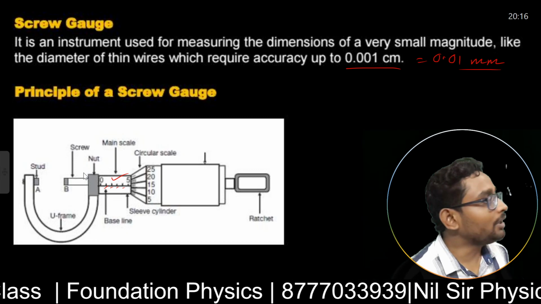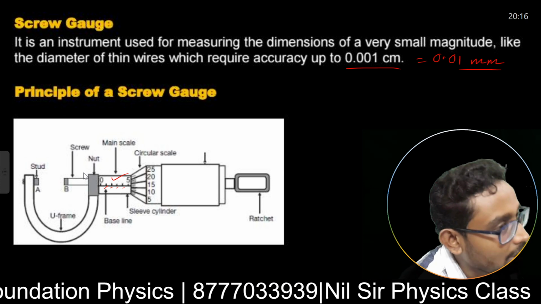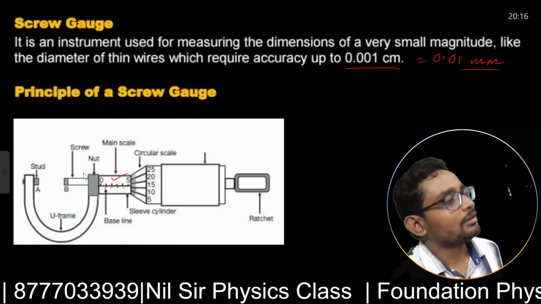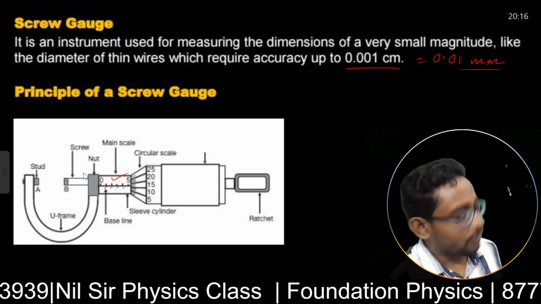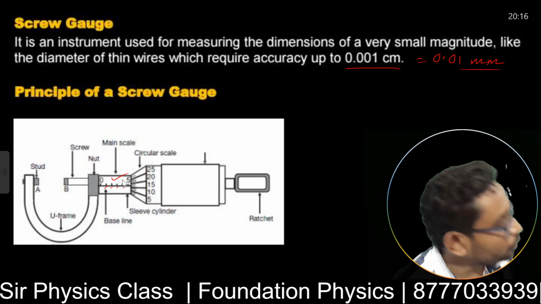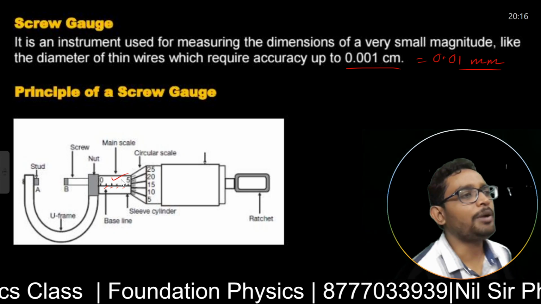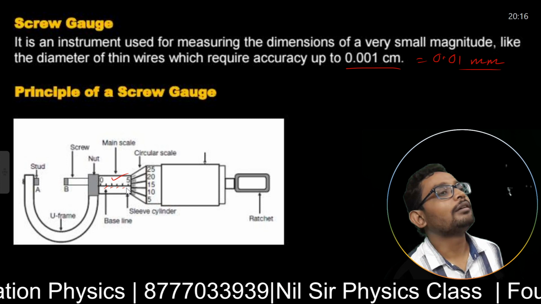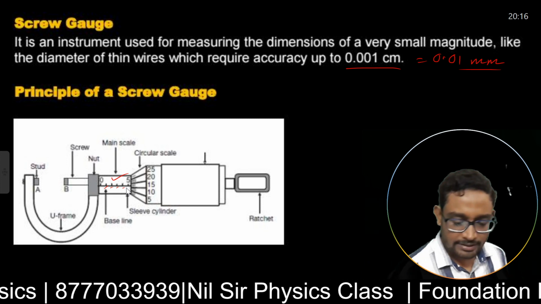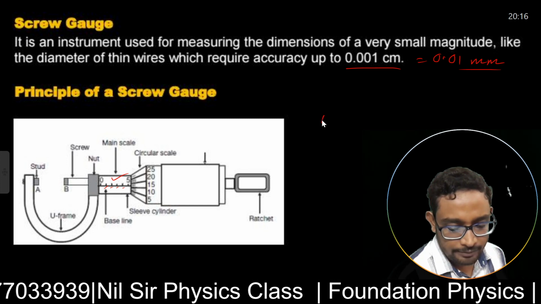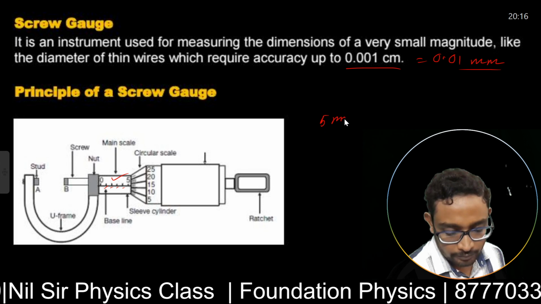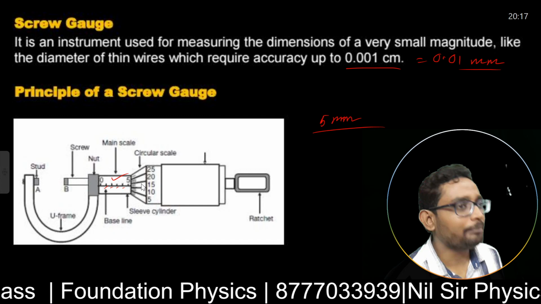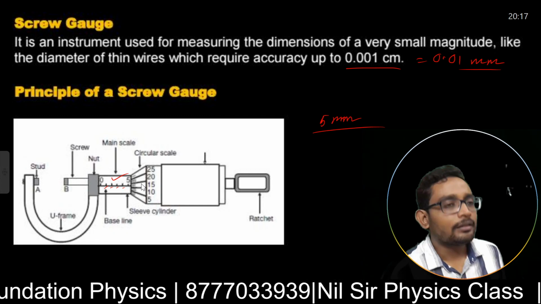Each division could be 1 millimeter, or it could be 0.5 millimeter, depending on the scale. Okay, could be 1 millimeter. So up to which you can calculate is 5. Let us assume in this case it is 5 millimeter, right? Now you can see there is a gap after that.